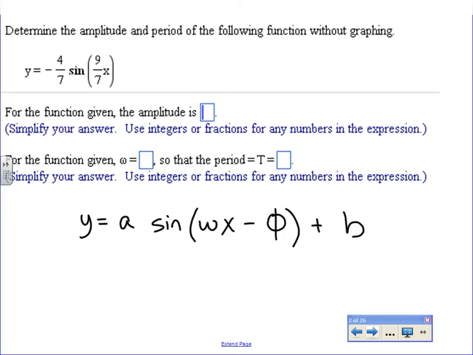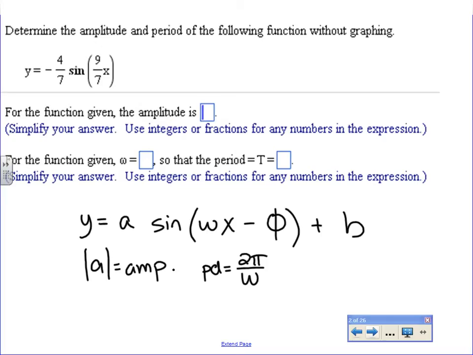Okay, so let's just review a few things here before we go into this problem. Let's notice that the absolute value of A is the amplitude. The period is how long it takes to make a cycle. In the case of sine, cosine, secant, and cosecant, we would do 2 pi over omega. And of course, if it was tangent or cotangent, it would just be pi over omega.